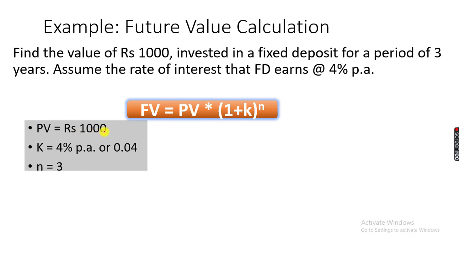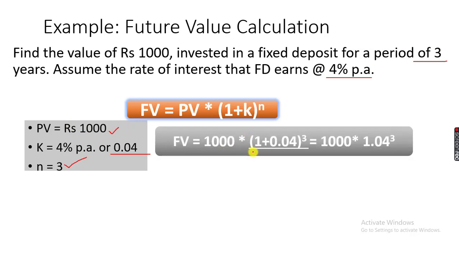The present value of cash flows, or the amount invested now, is ₹1000. Rate of interest is 4% as per the given example. Number of years, the deposit period, is 3 years. Let us look at the calculation. Substitute these values into the formula.